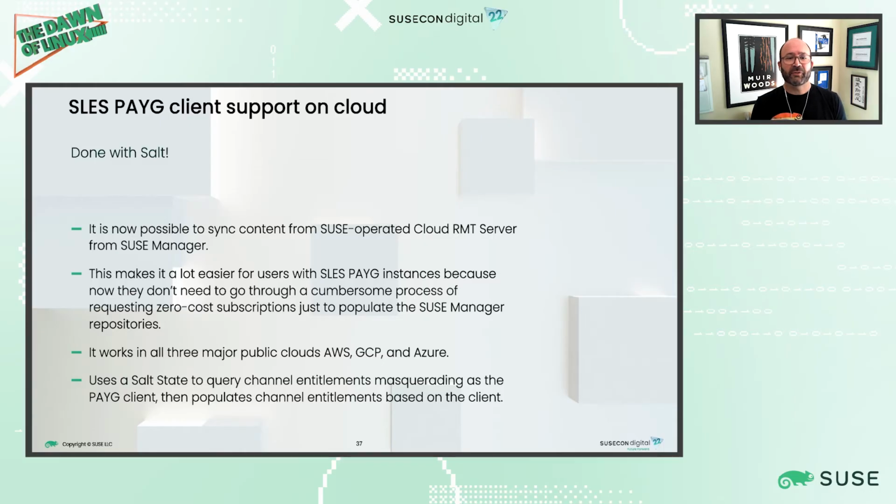This functionality works in all three major public clouds, AWS, GCP, and Azure, and it uses a SALT state to query the channel entitlements by masquerading as the pay-as-you-go client, and then populating those channel entitlements based on the client's entitlements. Again, completely implemented using SALT.